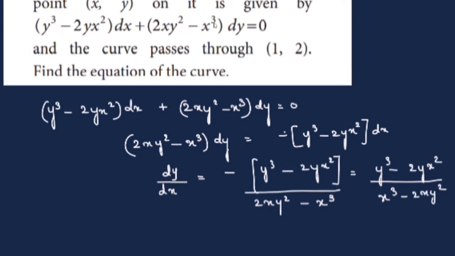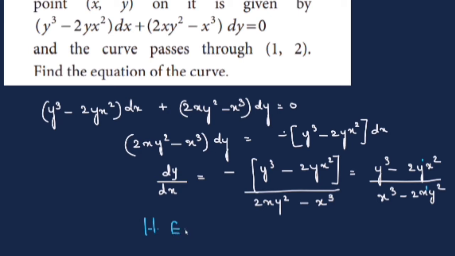Now this is a homogeneous equation. The reason is the degree of each term. Just take the degree. The degree of y cube is 3. Here y x square is 1 plus 2, 3. Here also it is 3, here also it is 3. So you can see the degree of each and every term is 3. So this is a homogeneous equation of degree 3.